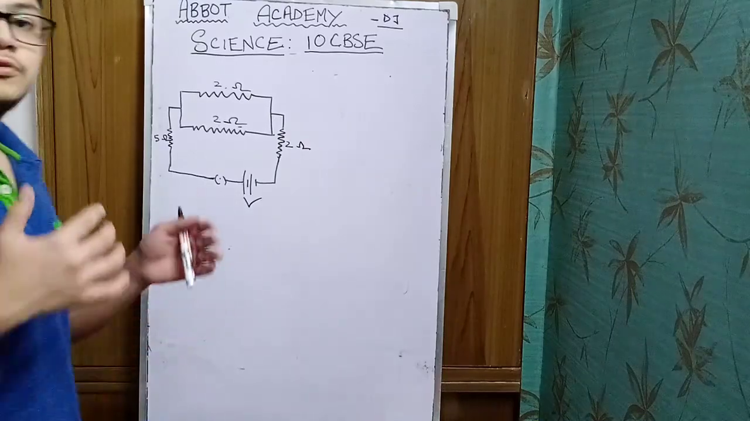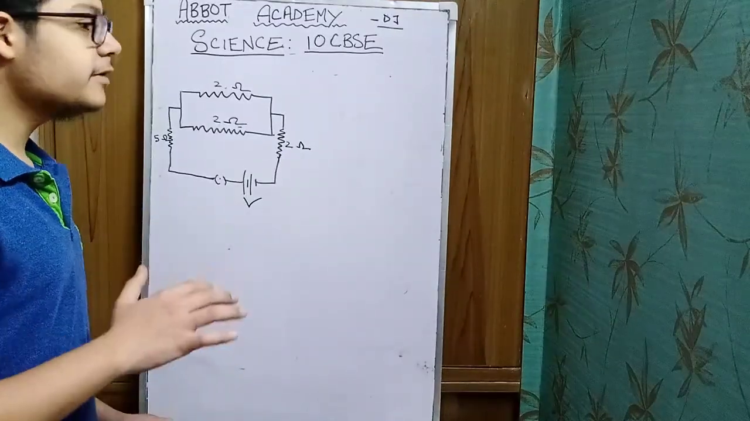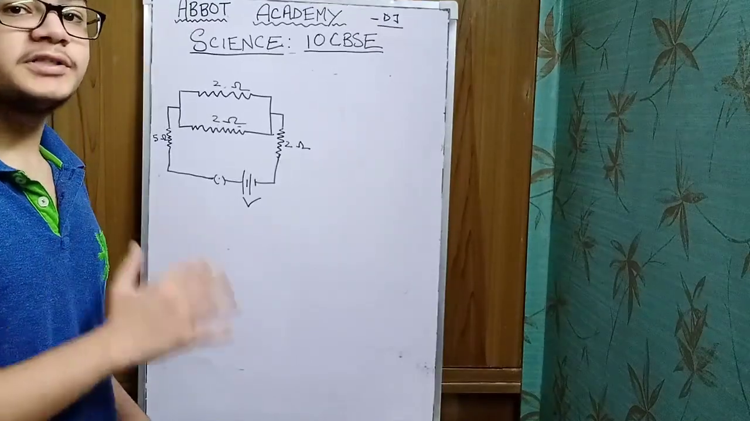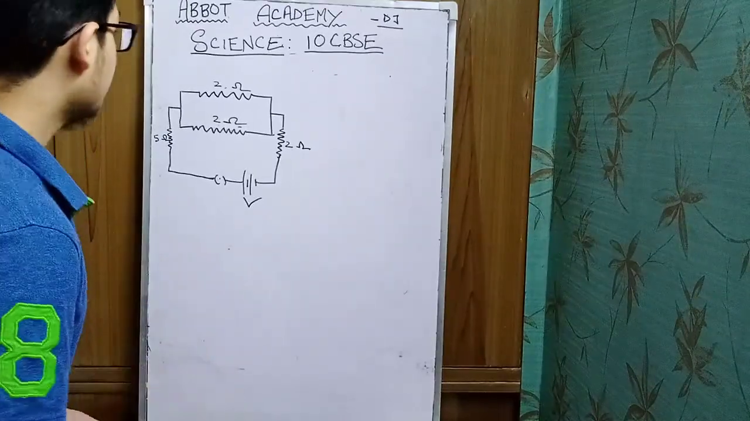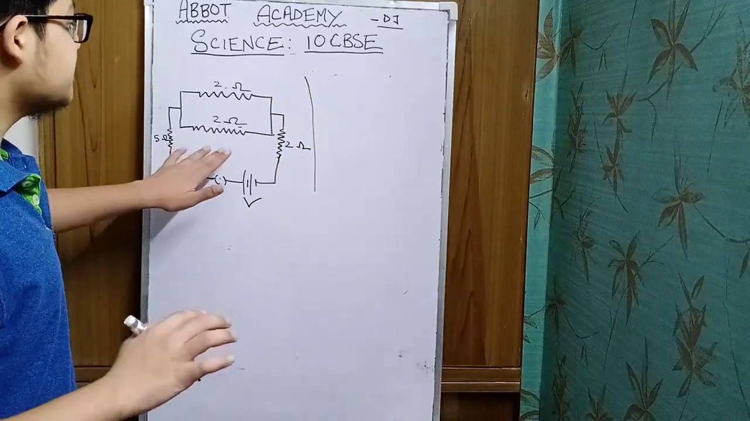So before going to the third topic, I have just taken a quick numerical to build a concept on resistance combination extremely strong. So this is a simple numerical. You have to find the equivalent resistance in this numerical.